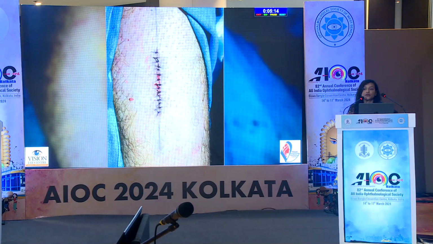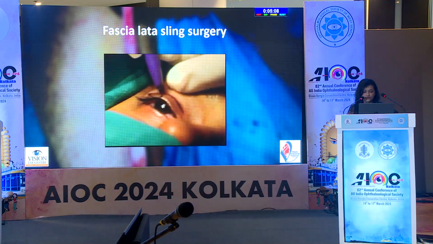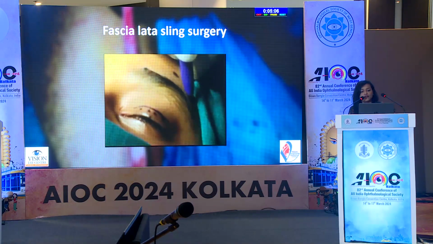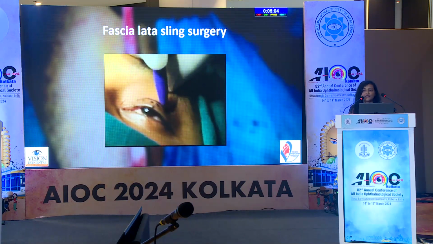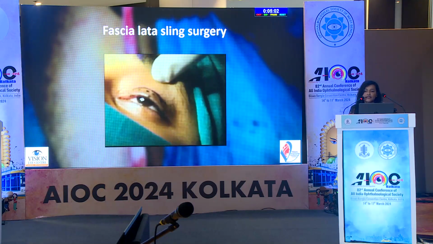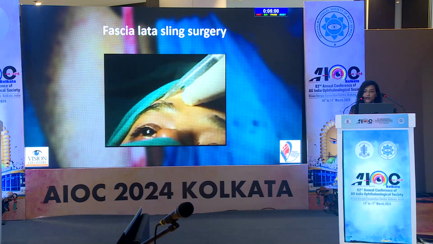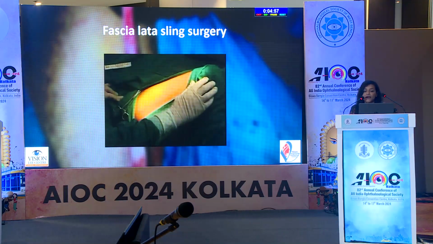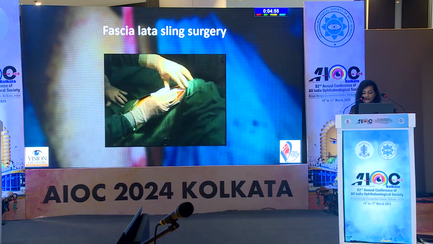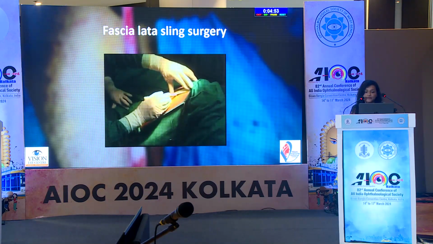So it's important to remove the sutures alternately at the first week and then remove the rest of the sutures after 2 weeks. So a fascia lata sling surgery isn't as difficult as it looks. It's basically harvesting the graft properly and then going ahead and passing it like any other frontalis suspension surgery.